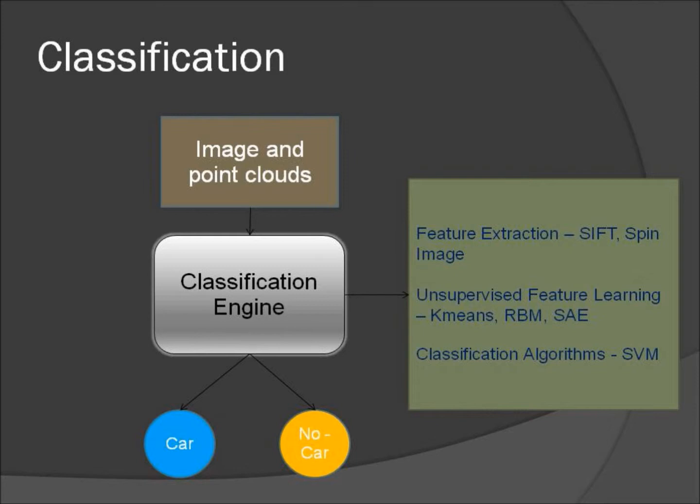In classification, we feed an image and the point clouds corresponding to that image into a classification engine, and finally the output will tell if it's a car or not. The classification engine consists of three important parts, which are feature extraction, unsupervised feature learning, and classification algorithms. Also, I include the names of all the algorithms that we used inside the green box.